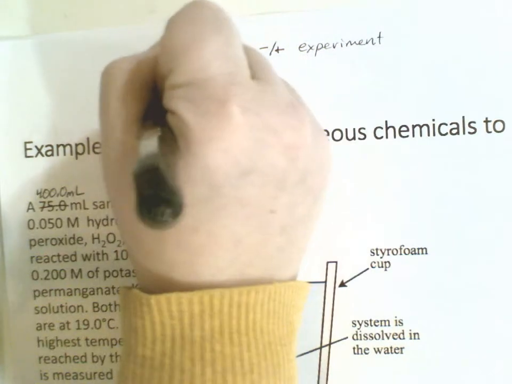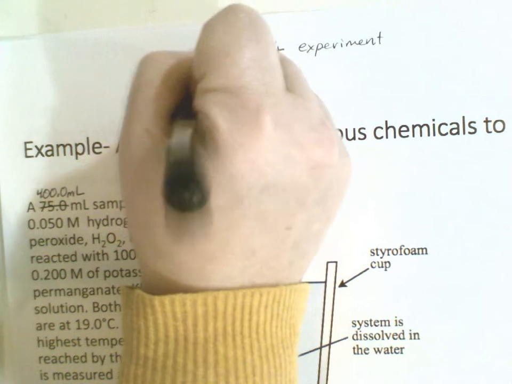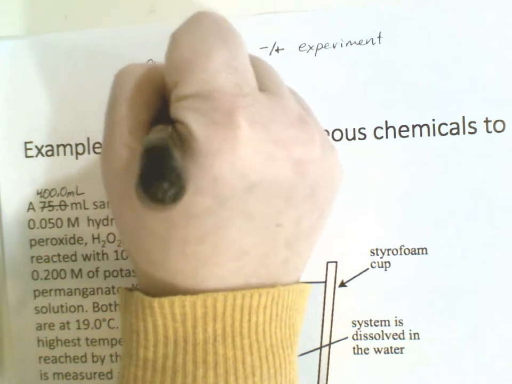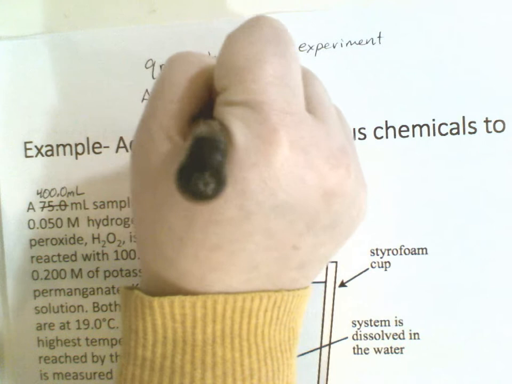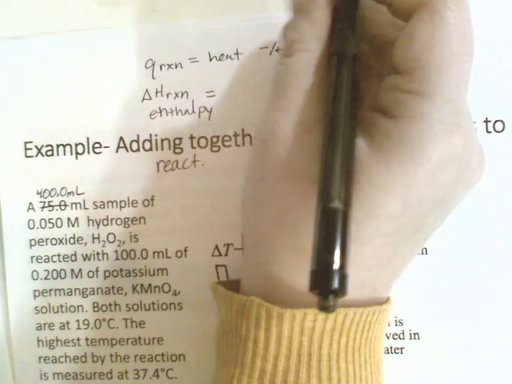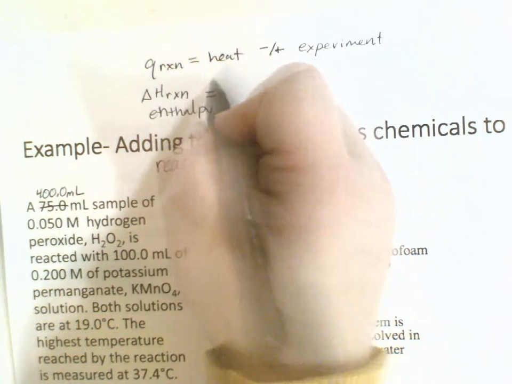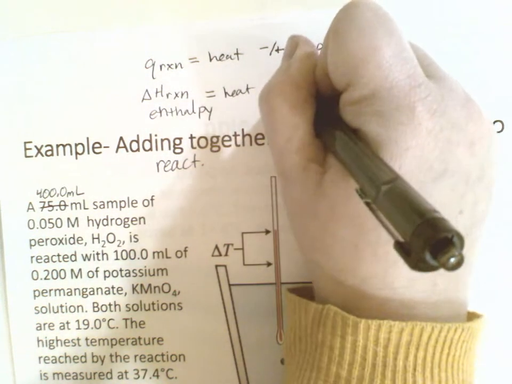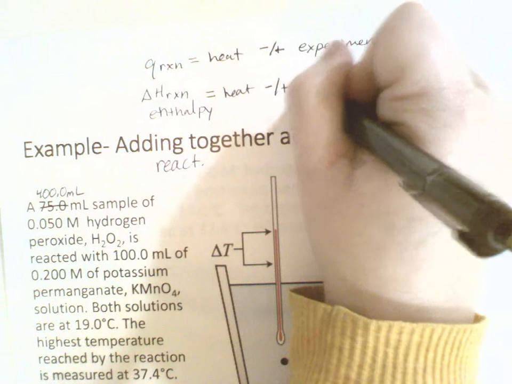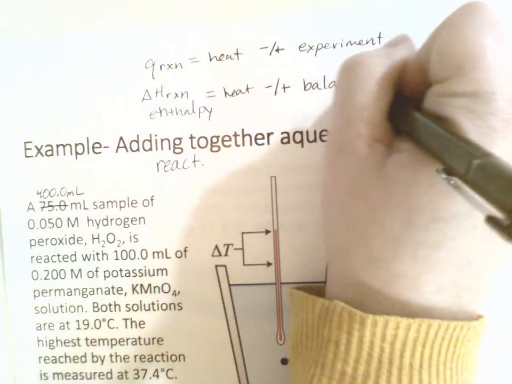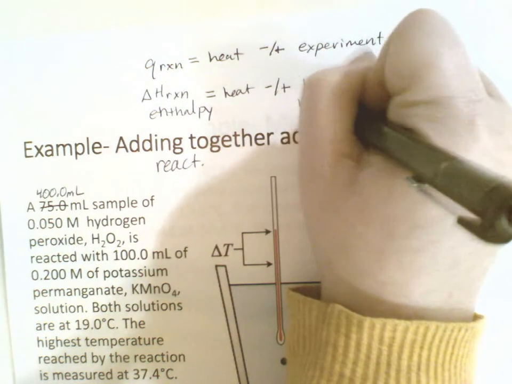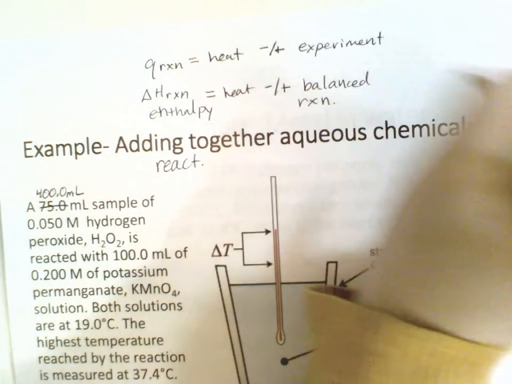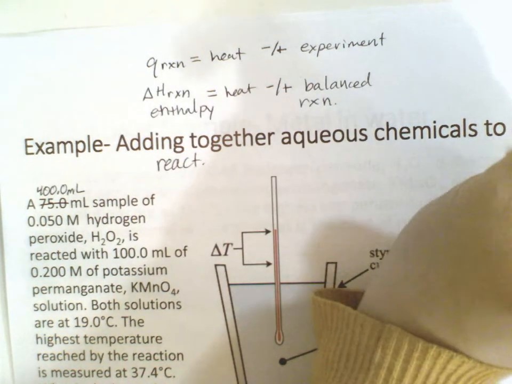And the only difference for your delta H, so delta H is enthalpy of reaction, and the heat, it's the heat lost or gained by the balanced chemical equation. Balanced reaction. So Rxn is reaction. It's just a shorthand for it.